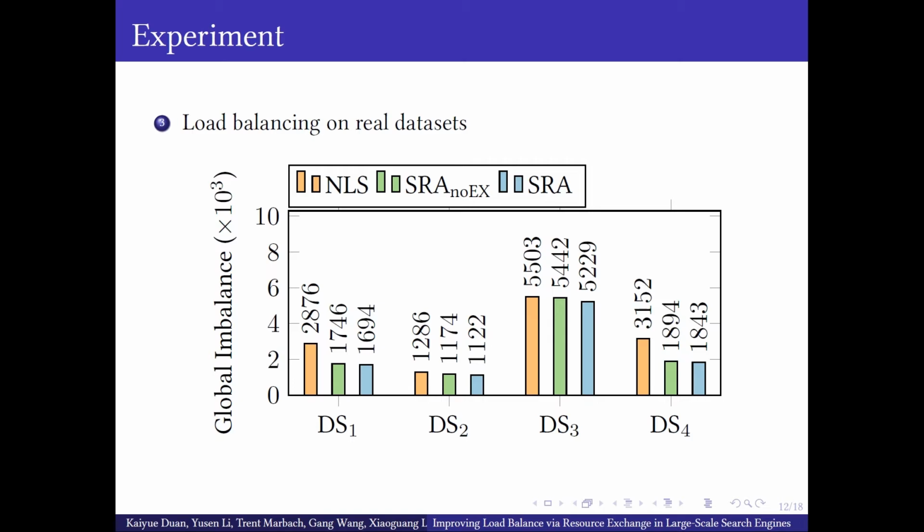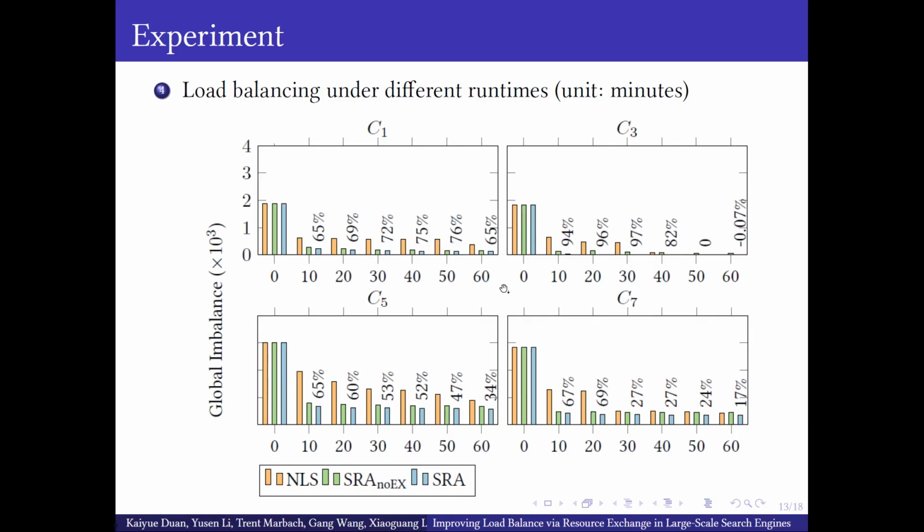And second, DS2 and DS3 have similar machine utilization, but DS3 has a larger problem size, and thus the problem complexity of DS3 is higher than DS2. Therefore, reassigning shards in DS3 is more challenging, so the total global imbalance is high. More observations and analysis are described in the paper. We next analyze how the running time affects the performance of each algorithm.